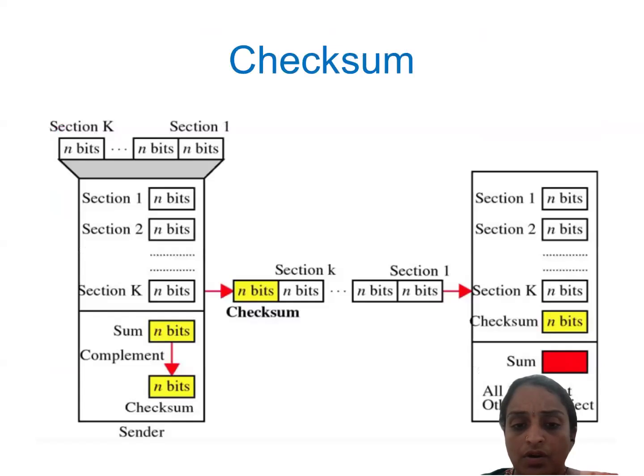The checksum bits are also forwarded to the receiver side. On the receiver side, the same procedure is followed. After getting the sum, we add the checksum also. Finally, we get the sum, and we have to invert it. If the complement is 0, the data will be accepted. Otherwise, the data will be rejected.